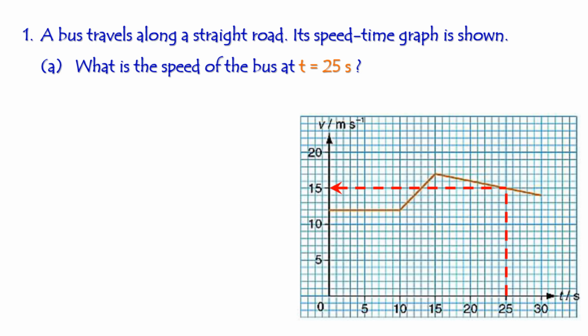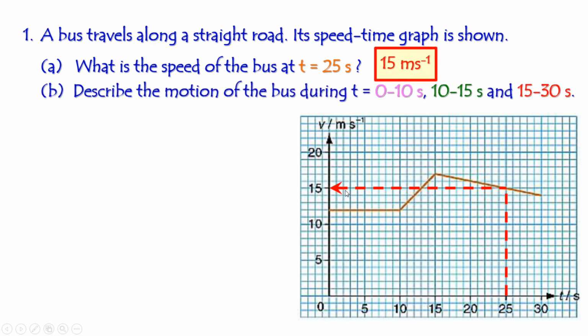So you use a ruler to mark the time at 25 seconds, and when it meets the curve and you project it to the horizontal, you can get the answer, which is equal to 15 meters per second. Is it okay? And for part B, you have to describe the motion of the bus in 3 parts.